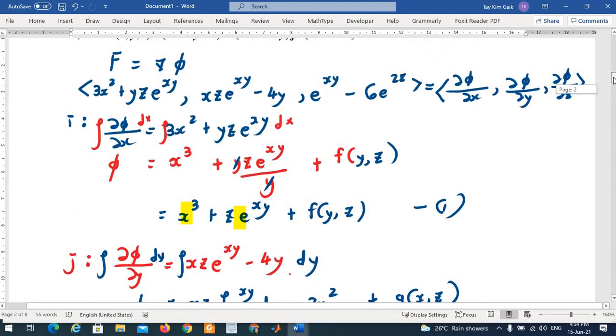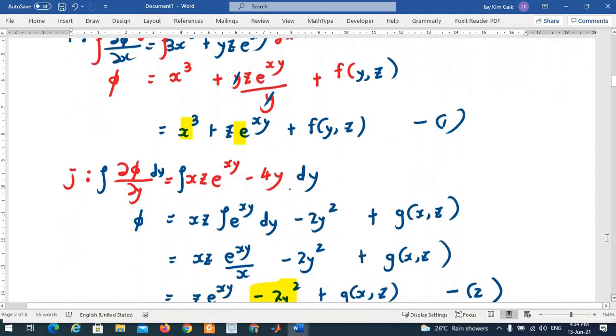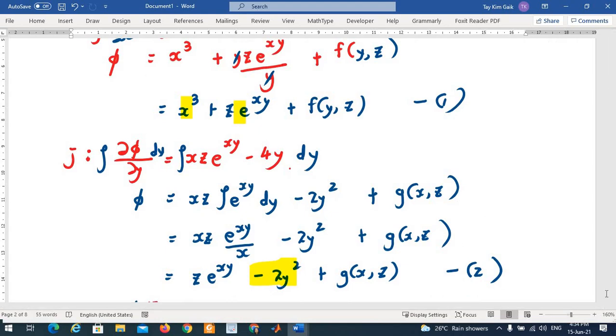No. Okay, so again, to get a potential function phi, you must know how to do your partial integrations here. When integrate with respect to x, y and z constant. Integrate with respect to y, x and z constant. Integrate with respect to z, x and y constant. Then you combine, but don't add up.